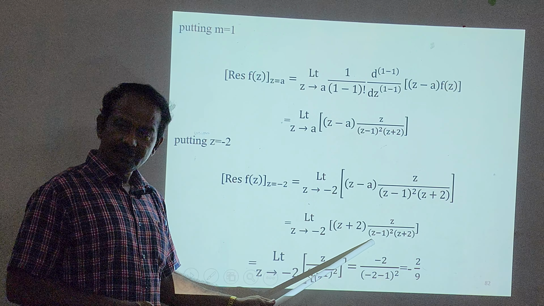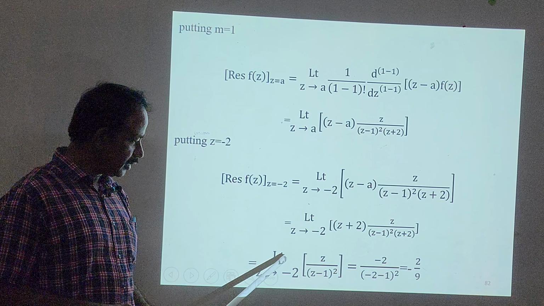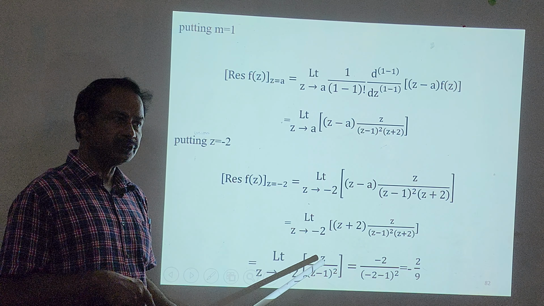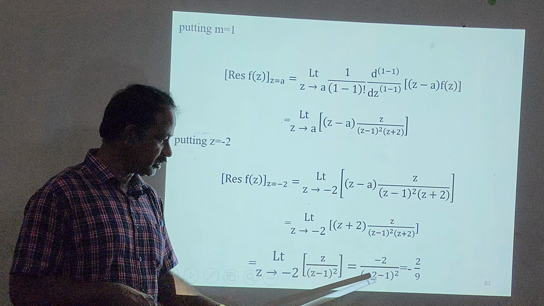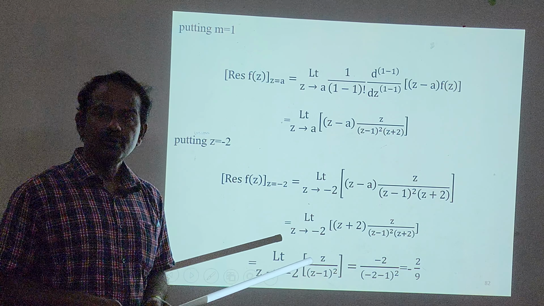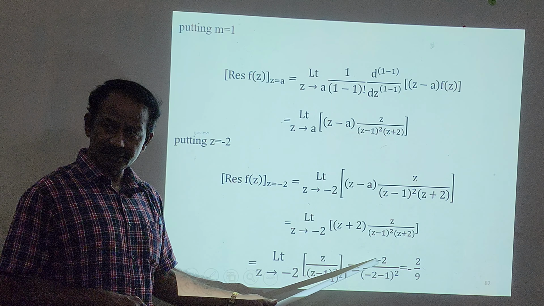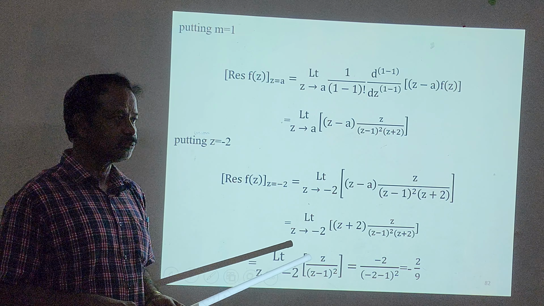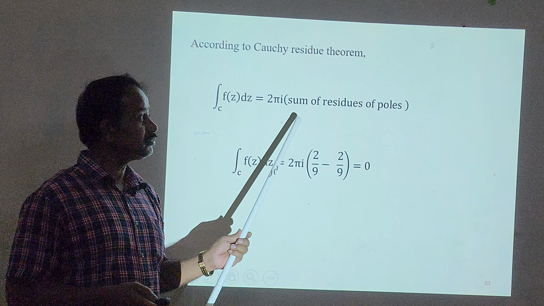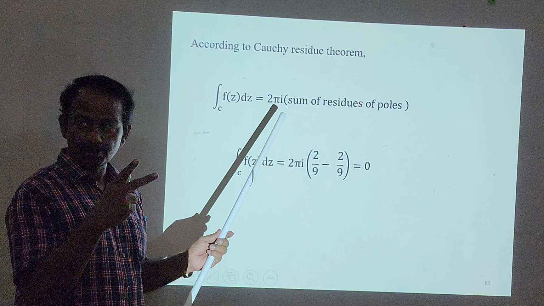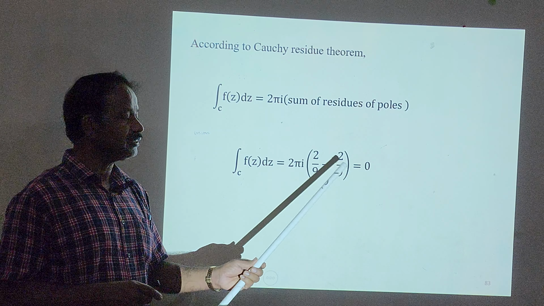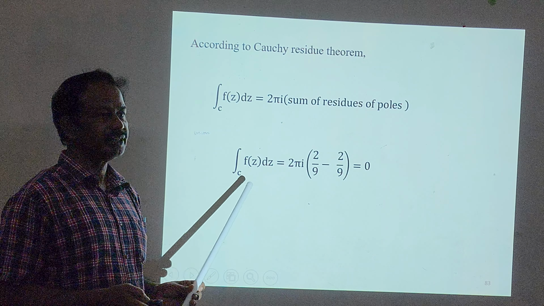Z divided by z minus 1 whole square and z tends to minus 2. So wherever you find z, you substitute minus 2. That will give you minus 2 divided by minus 2 minus 1 whole square, that will be minus 2 by 9. We'll have to find out sum of the residues of the poles. We have 2 poles are there. So 2 by 9 minus 2 by 9 multiplied by 2 pi i, that will give you 0. So any doubt?